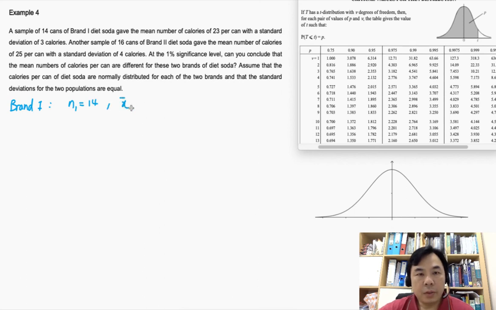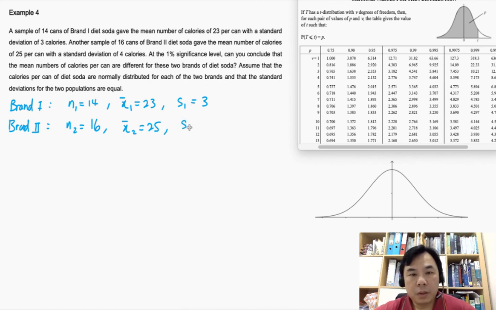The average, and then standard deviation of 3 there. And then for brand number 2, we have 16 cans. Calorie, we have average calories of 25, and then it comes with the standard deviation of 4 calories there. And then our alpha is 1%.